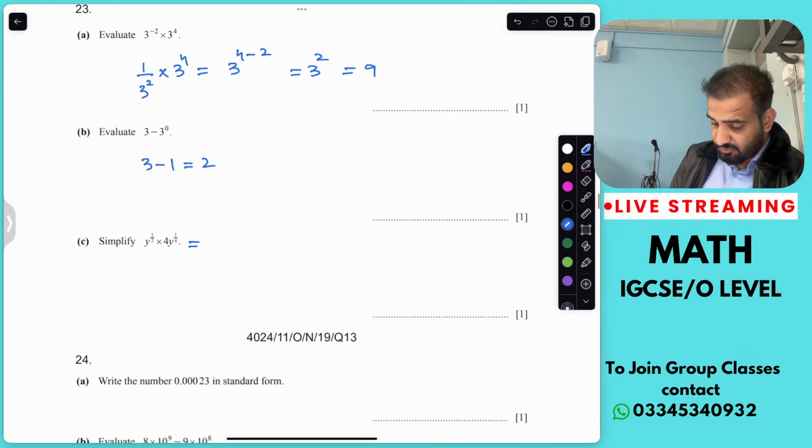So it will become 4 y raised to power. Now the bases are the same, add the powers, 1 over 2 plus 1 over 4. So 4 into y raised to power 4, 2 plus 1. So the answer is 4y raised to power 3 divided by 4.